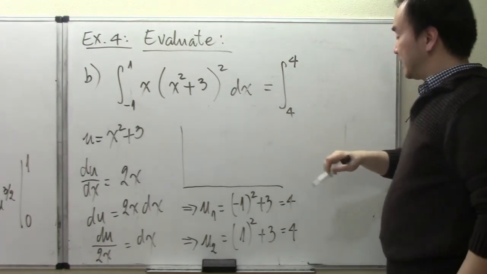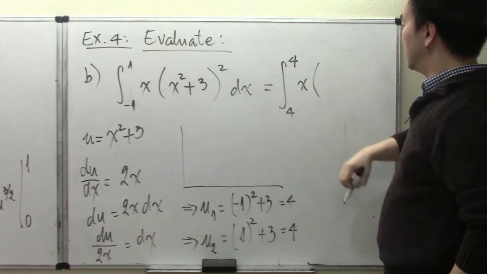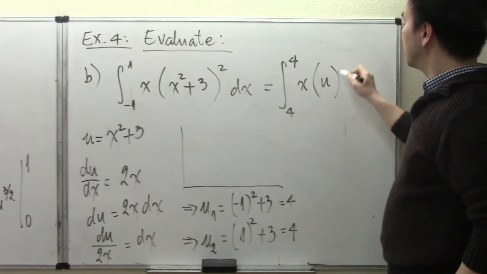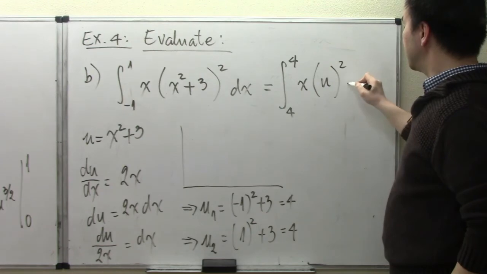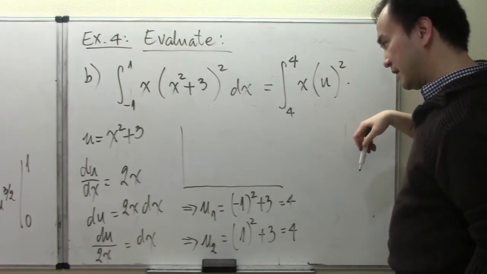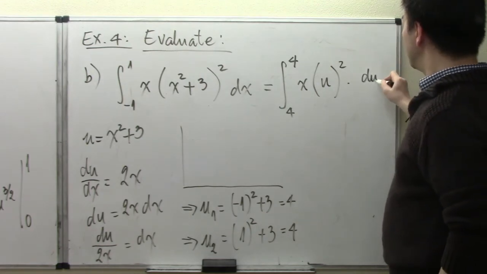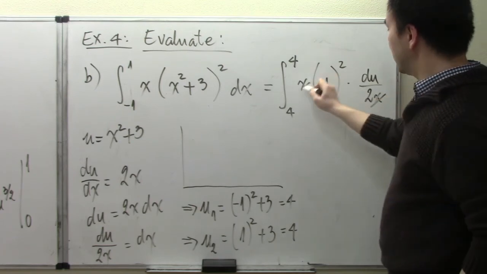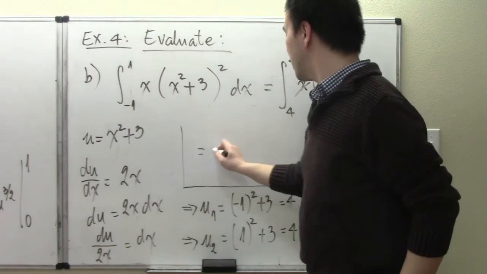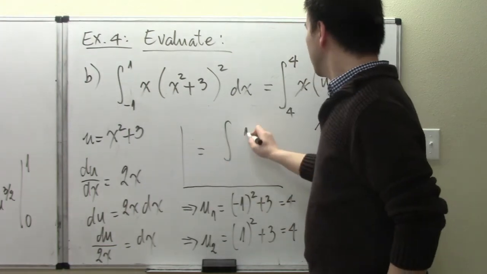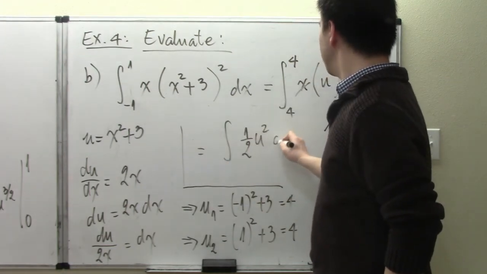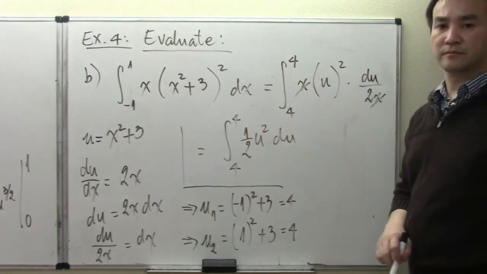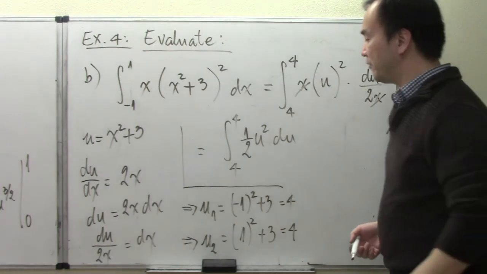Okay, and then there's x, and now because x didn't get any substitution for that, we got u square, and then dx here becomes, what do we have here? du over 2x. And so again, the x here will cancel with that x. We're looking at the final expression here. 1/2 u squared du, integrating from 4 to 4.